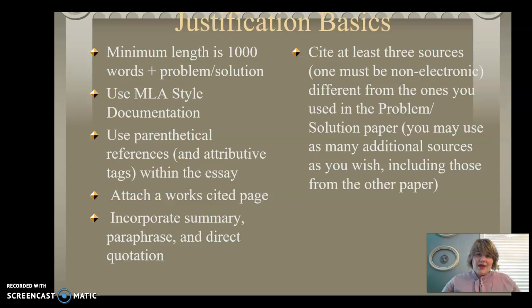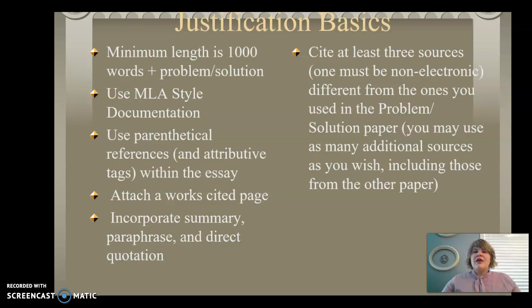Definitely want a works cited page, and then you're going to incorporate summary, paraphrase, direct quote. You will need 3 new sources. It would be great if one of those was non-electronic. So an interview, if you know someone who's an expert in the field that your paper is on, or if you have a video or a documentary or a newspaper article, or if you can get your hands on a pamphlet. There's such a deep variety of sources that you can use for your papers.